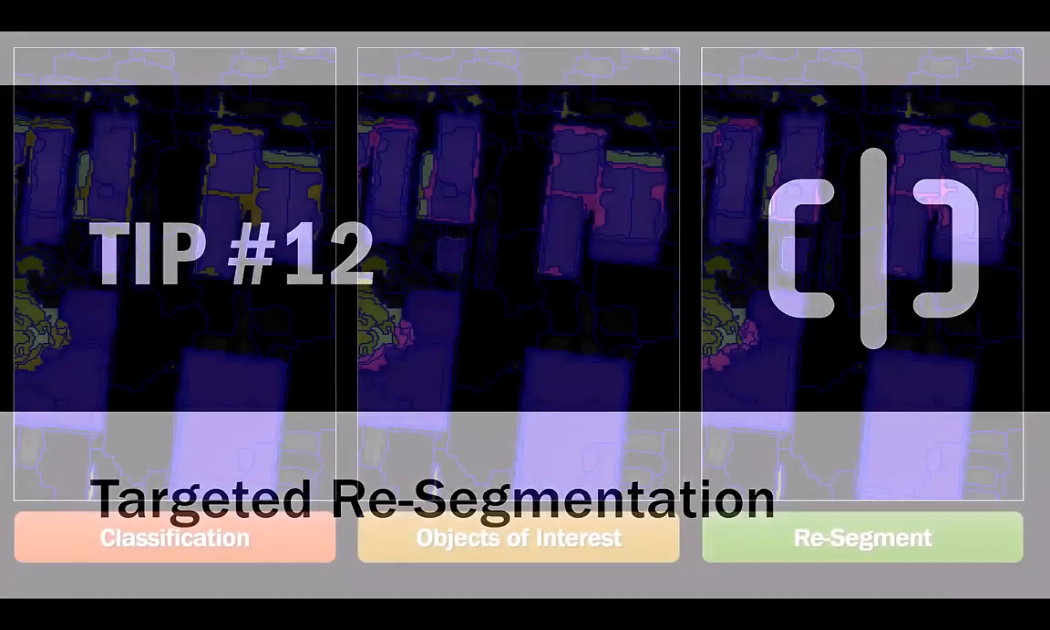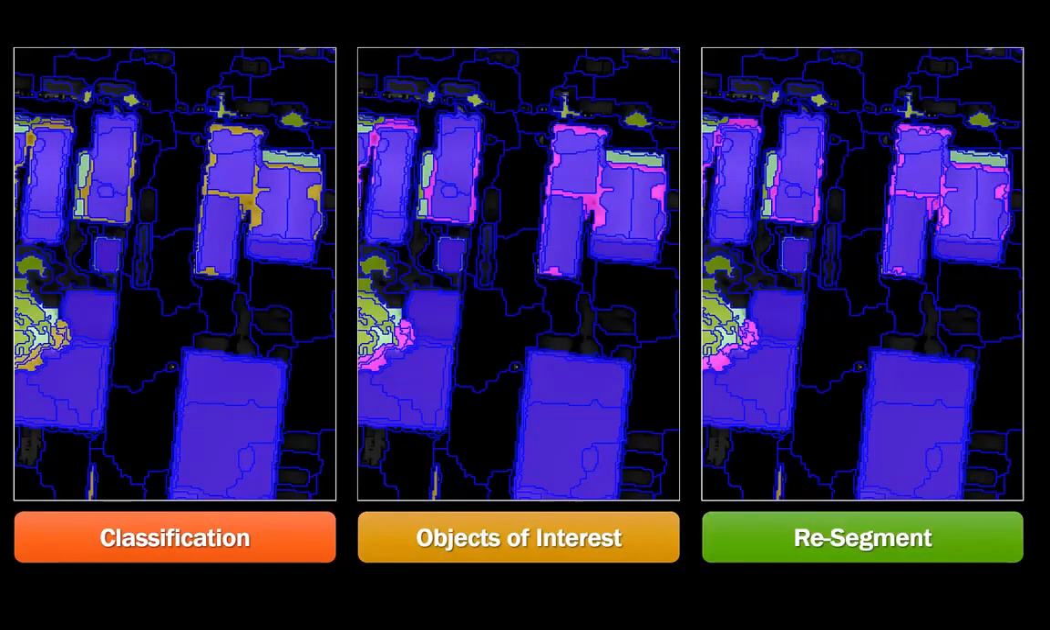So tip number 12, and I've gotten into this a little bit already. This is what I call targeted resegmentation, right? So this gets into this philosophy that you shouldn't expect and you shouldn't hope to have just a single segmentation routine that's going to be perfect for all the features that you want to extract. Okay, so let's take a look at a little workflow here. So I've got 3 panels here.